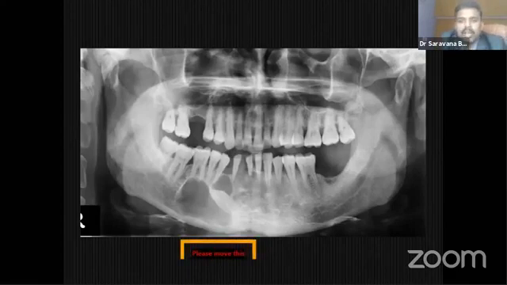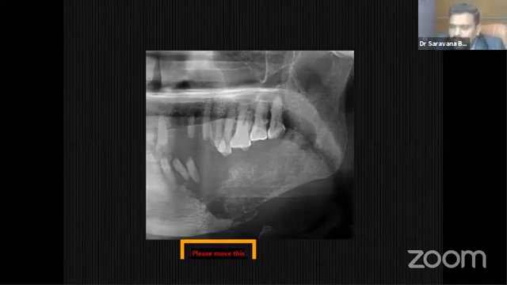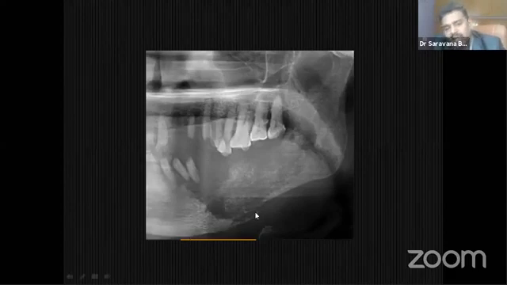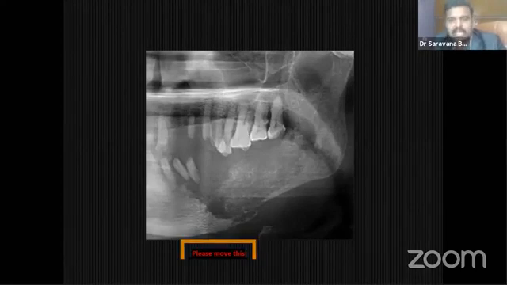Okay. Next picture. Now look at the pattern of the bone loss here. There is a bone loss here. Look at the pattern of the bone loss. Again, it has ragged or poorly defined borders. We can call it a moth-eaten appearance. It is a case of squamous cell carcinoma of the mandible.